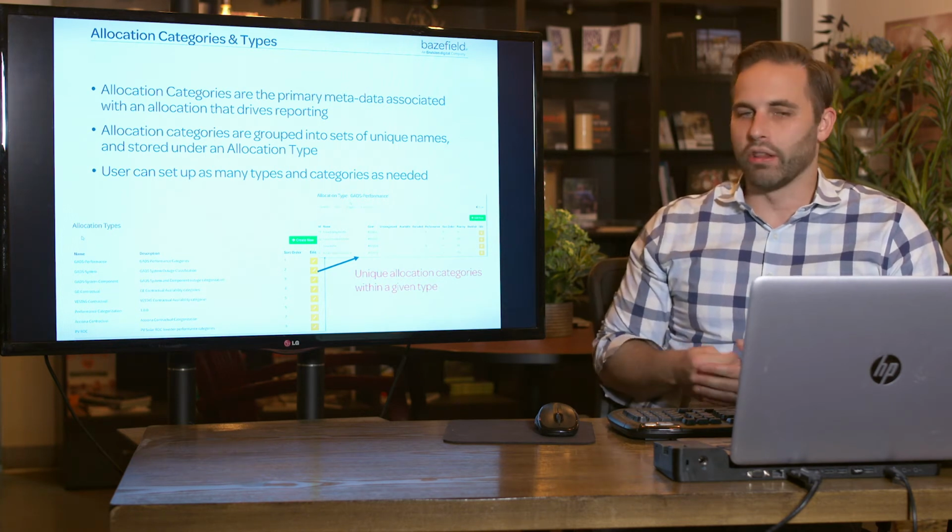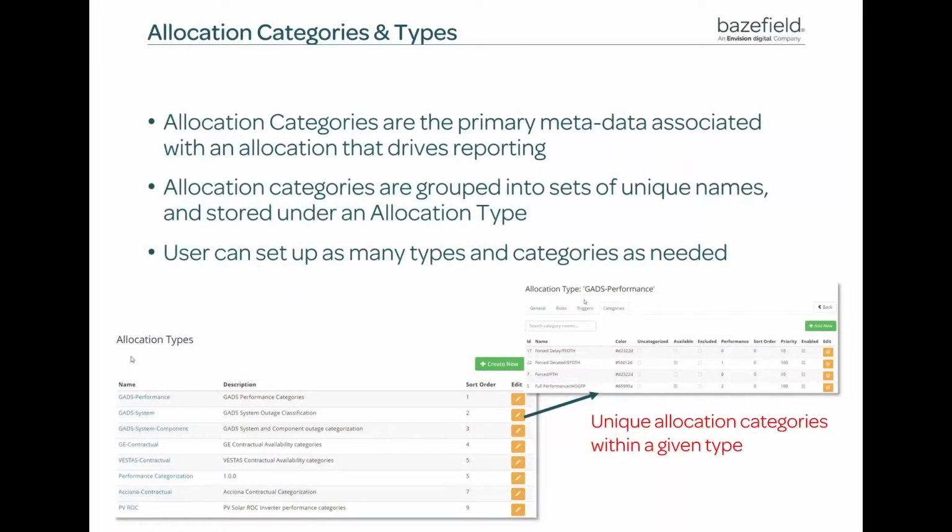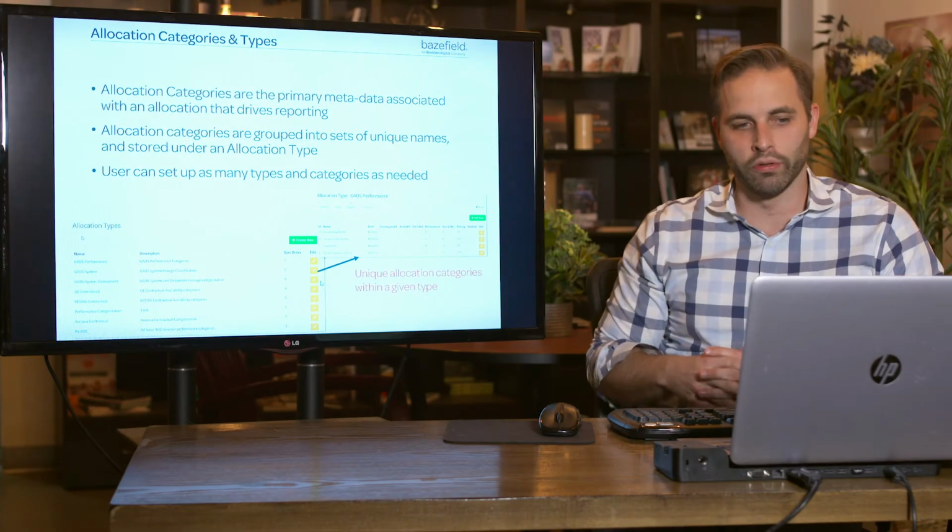A few things we have out of the box with NERC GADS, if you're familiar, for PV and wind, have a predefined set of classification categories that they require you to report on at the end of the month. We have those built into the system by default. But the cool part is users can define what we call their own allocation types and then link different categories to those types. We'll go over that in the solution demonstration.